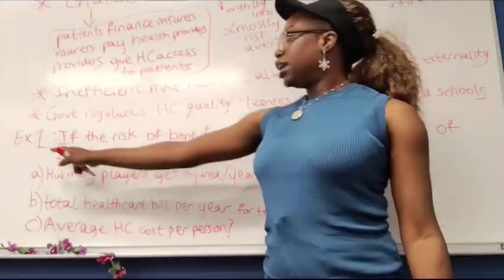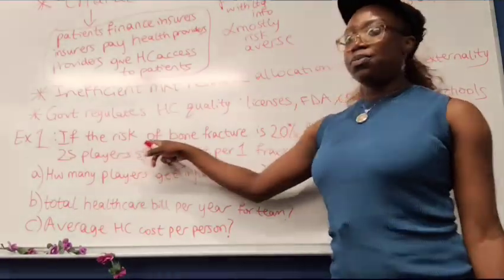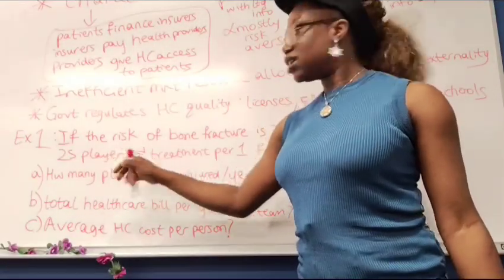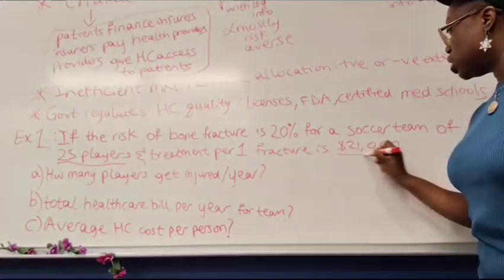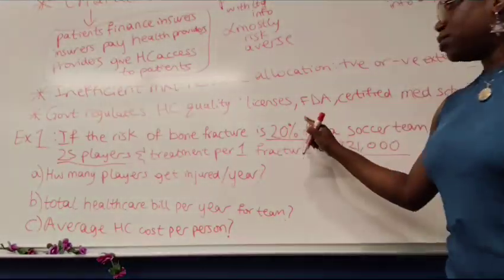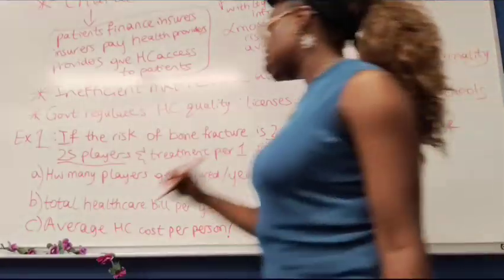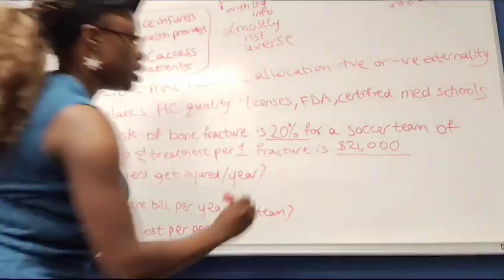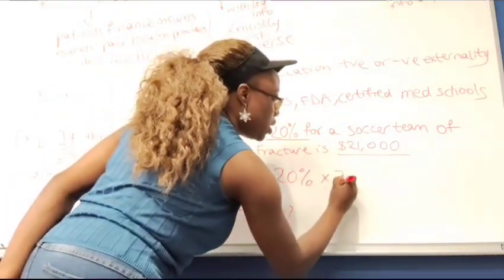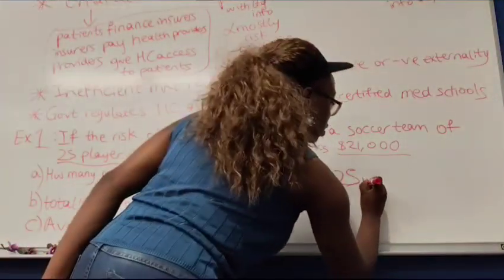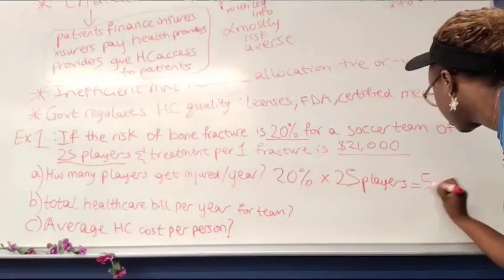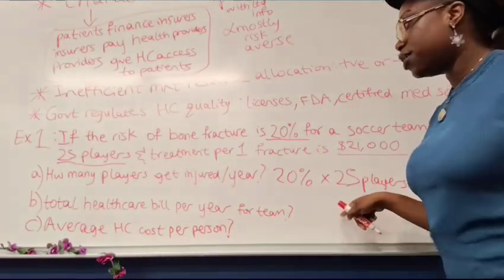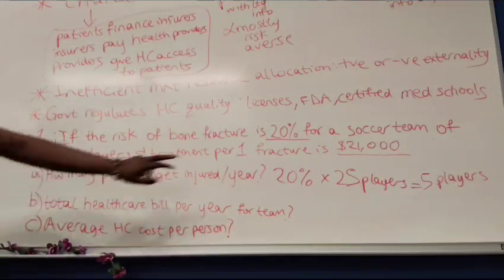For this first example, imagine that there's a soccer team and the risk of bone fracture is 20% for this soccer team, right? And this soccer team comprises 25 players. The treatment for one fracture is $21,000, and the probability of getting a fracture is 20%. So how many players are likely to get injured in a year, given this? We have a 20% probability, so 20% times how many players do you have? 25 players. That's going to give you 5 players that are at risk of fracturing a bone within any one year, right? So now we know that 5 players out of 25 are at risk, given the 20% probability.